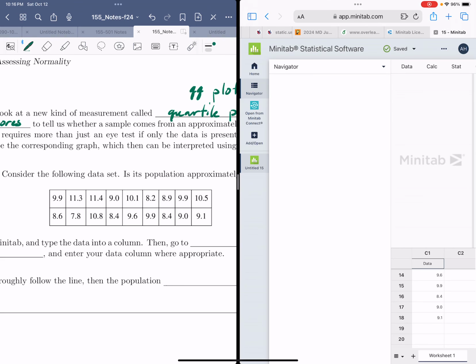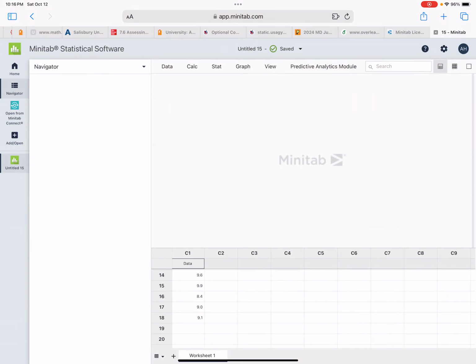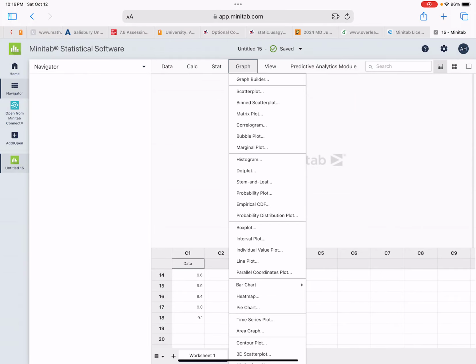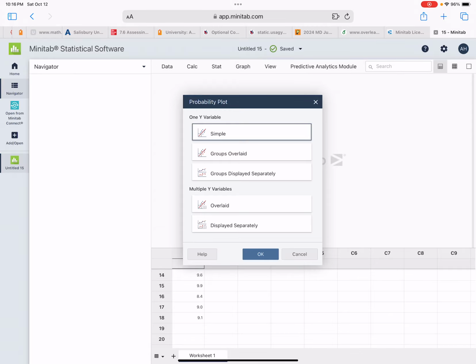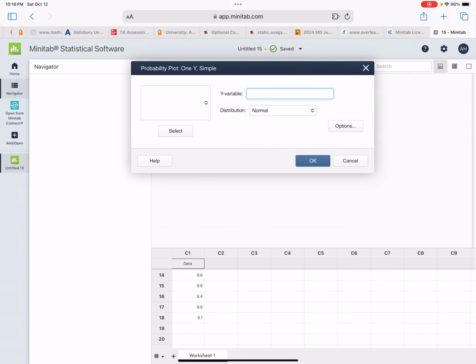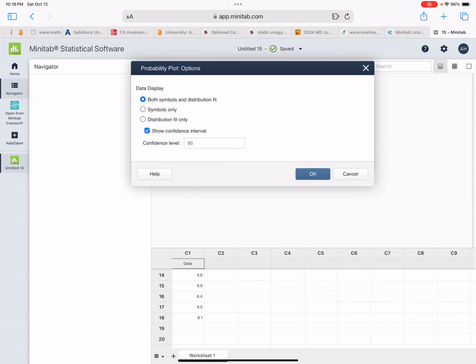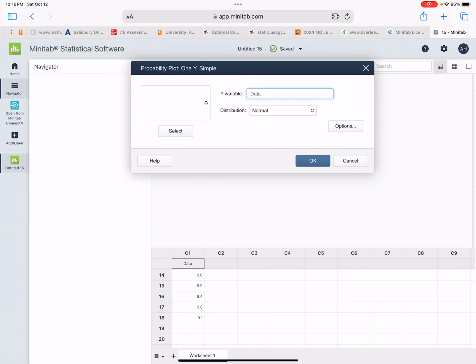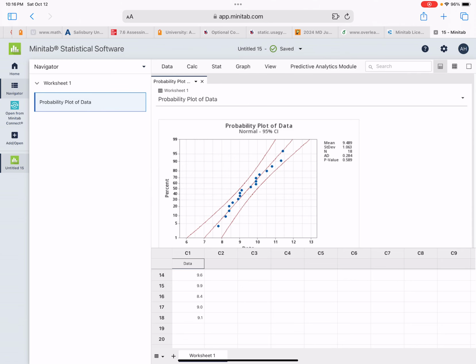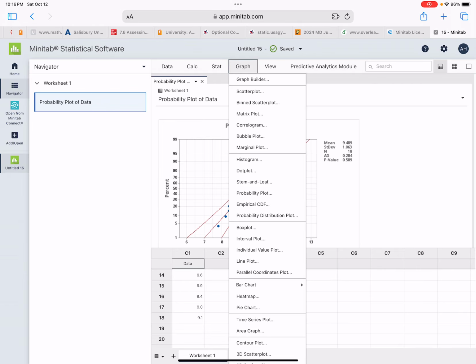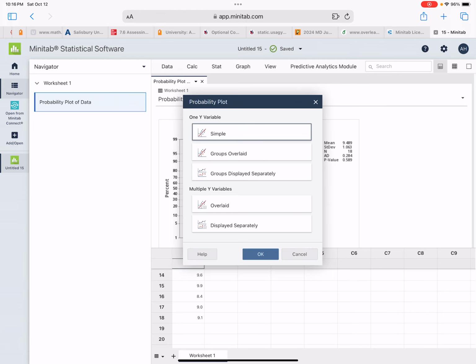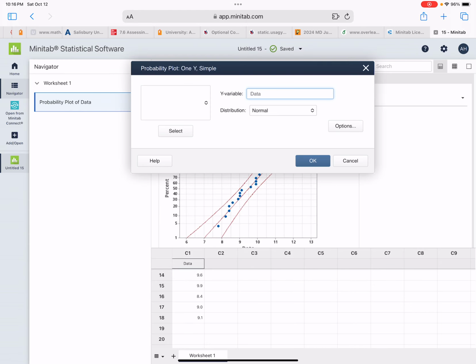And then you just go to, if you want to see whether it's approximately normal, Graph, Probability Plot, Simple. Make sure to get that data in the Y variable. Make sure distribution is set at normal. Yeah, I think we're fine. And then, oh, what the? I don't know why it's giving us both those lines. Hold on one sec. Sorry, I don't know why it gave us those extra lines. We did not need that.